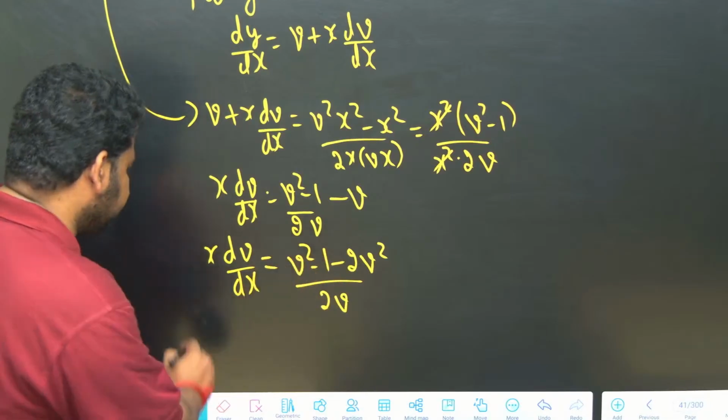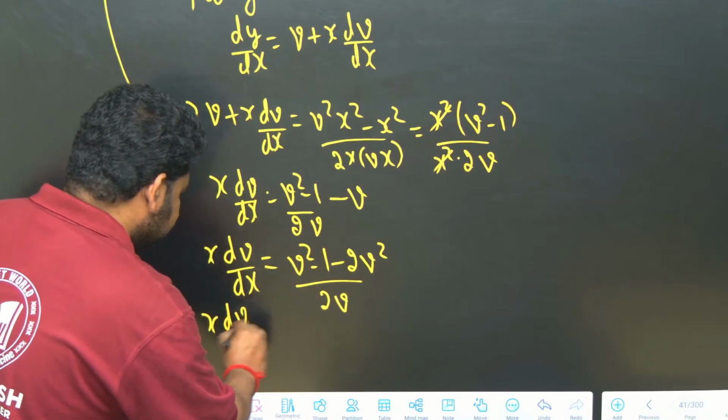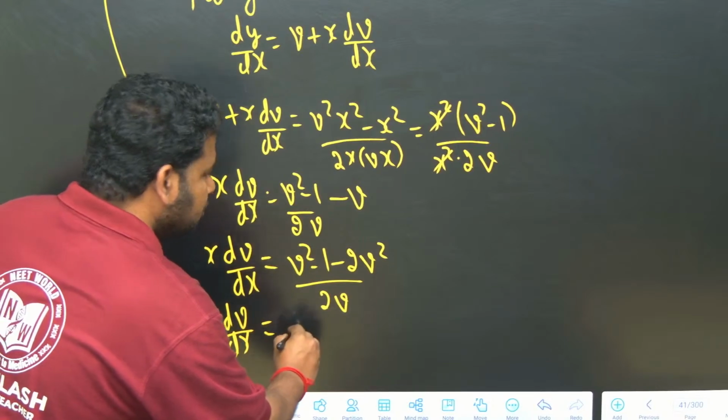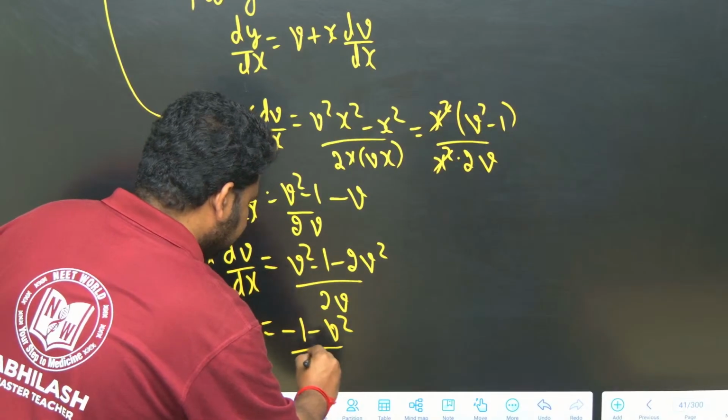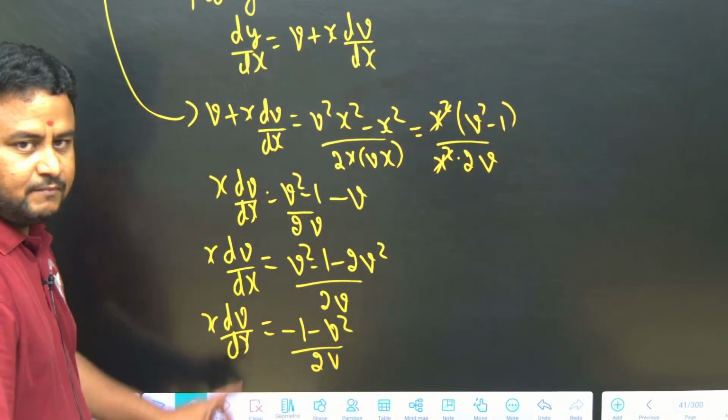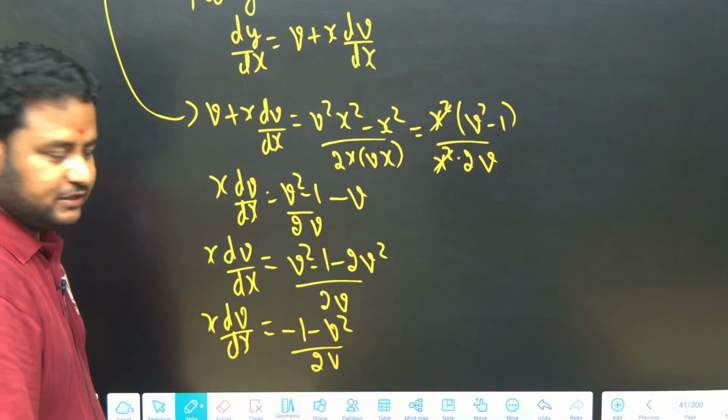So what do I have now? x dv by dx is equal to minus (1 minus v square) by 2v. This is what I have.